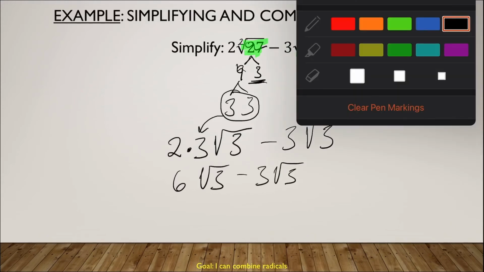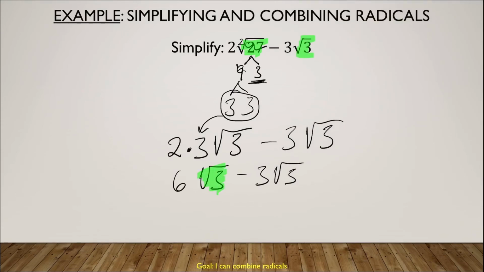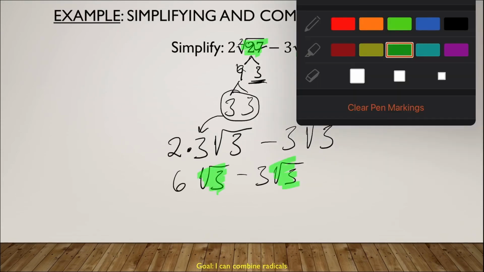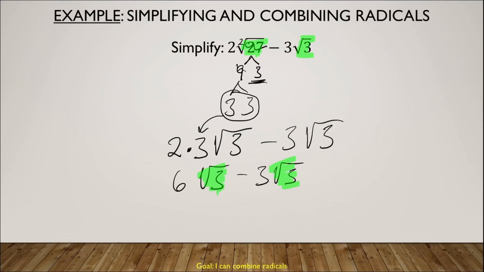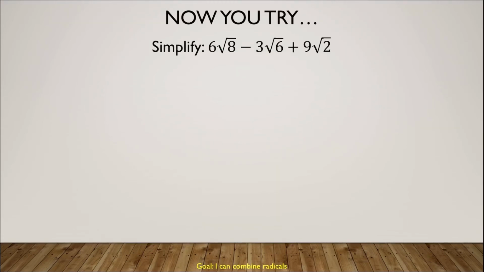Now, if we notice, my radicals are the same, which means I can combine them. So 6 square root of 3 minus 3 square root of 3 gives me 3 square root of 3. And there's my answer. Alright, I want you to try this one now. Stop the video, try it out.